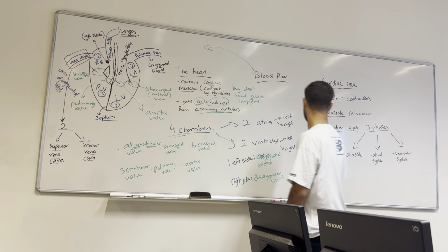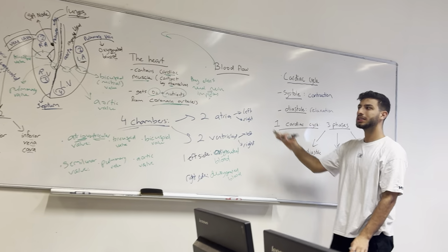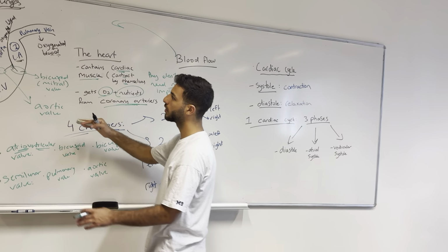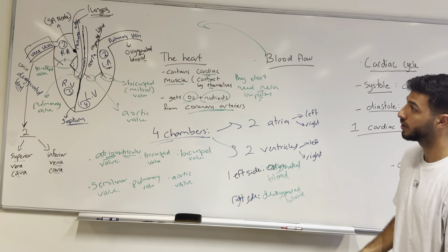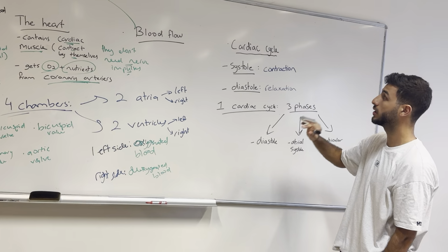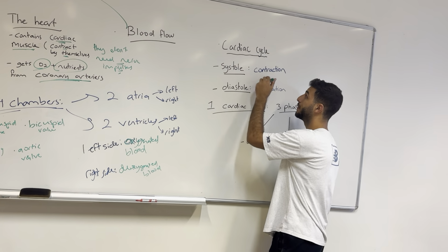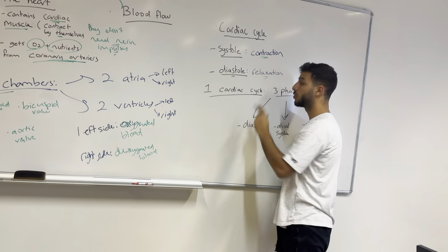Okay? Now we're also going to be looking at the cardiac cycle. So we already spoke about it a bit, and we're going to revise it again together, just so I make sure everyone understood it. So just small definitions before we talk about the cardiac cycle. Systole means contraction, diastole means relaxation.